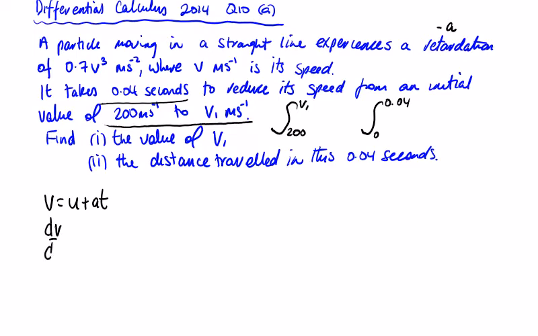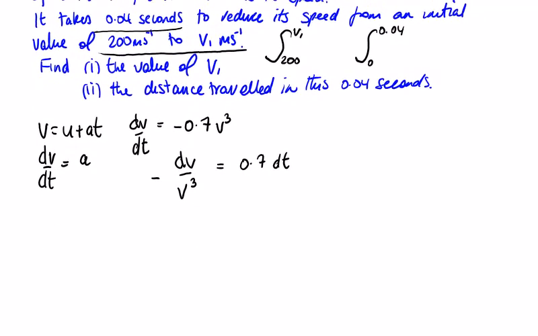dv dt is equal to a. So if we look at my retardation, I'm going to call it minus 0.7 v cubed, that's going to be equal to dv dt. So I want t on its own and v on its own, so if I move the v cubed underneath the dv, I'm going to get dv over v cubed. I might put the minus in here, is equal to 0.7 dt.